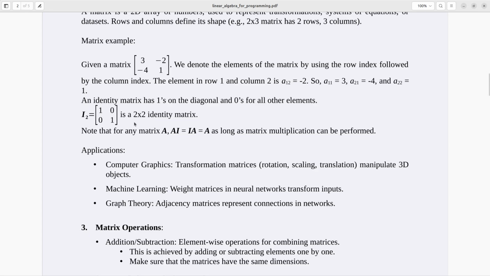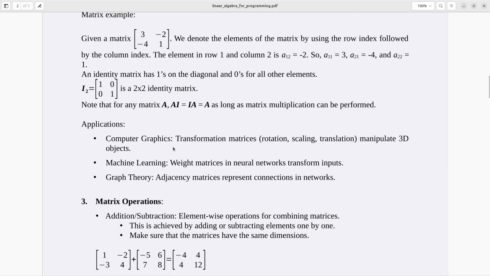Okay. And how can we use matrices in computer science? We can use them in computer graphics. For example, we can do transformation matrices. That means the rotations, scaling, and translation, so that we can use the matrices to manipulate 3D objects. And we can also use the matrices to handle machine learning.